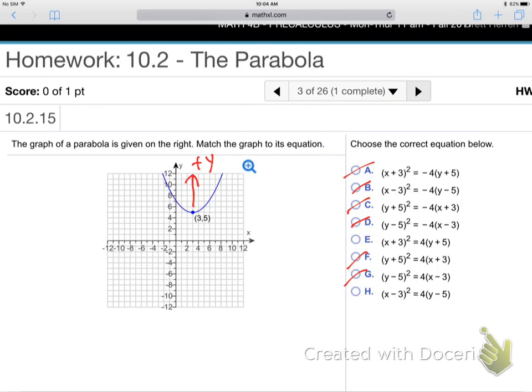Now, which one is it? Well, we got 3 and 5. That's x. That's y. Remember, it's opposite, opposite. So it's got to be x minus 3, y minus 5. So it's always H. At least it has been twice. Good? Should I move on there? Questions on that?